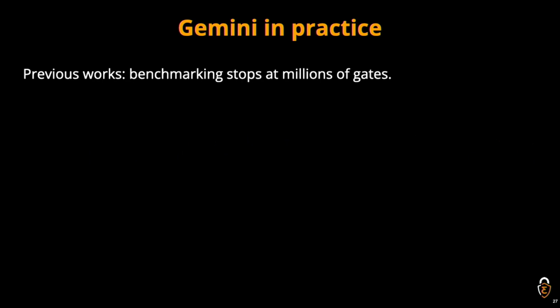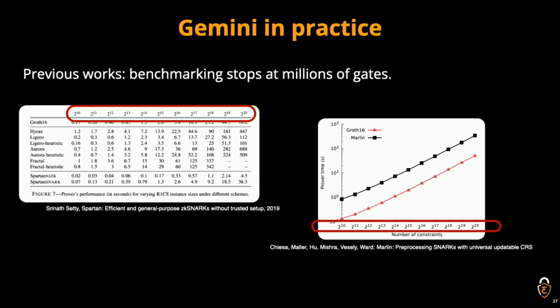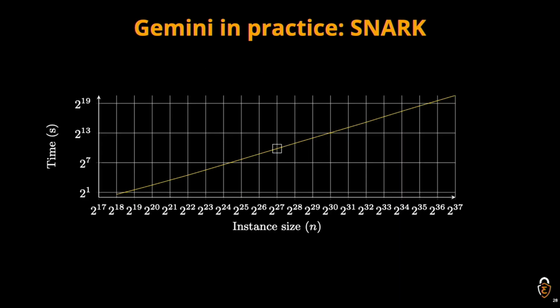And so just to give an idea of what we can do once we have built these implementations, we tried to run some benchmarks. While in previous works in the literature, generally you would stop at 2 to the 20, like at millions of gates, in our case, we can go up to 2 to the 37. This is like statistical security parameter size.